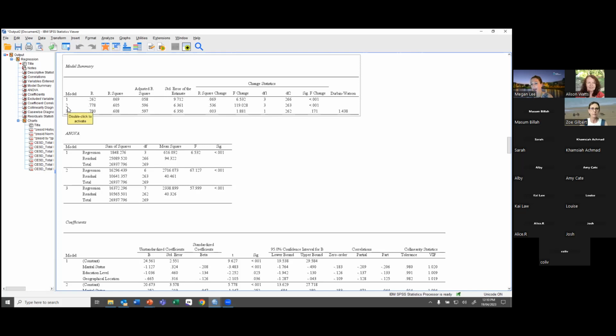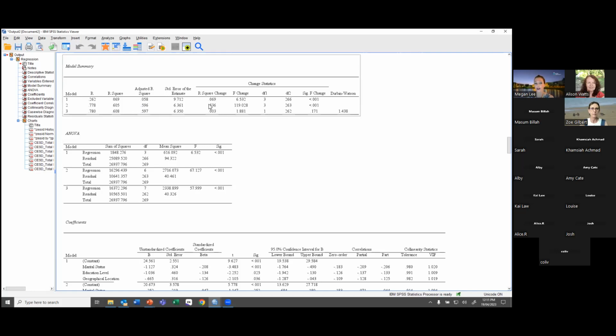In model two, when we added sleep quality, sunlight exposure, and social connectedness, our R squared is 0.605. How much then are demographic variables and lifestyle factors as a percentage in depressive symptoms? Sixty percent. Good, Amy and Sarah.